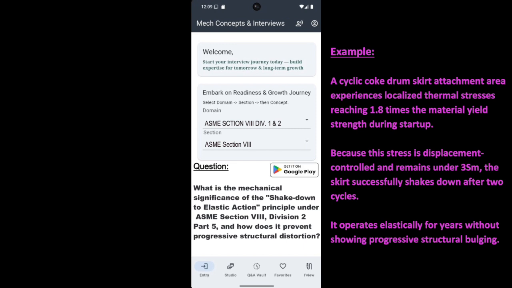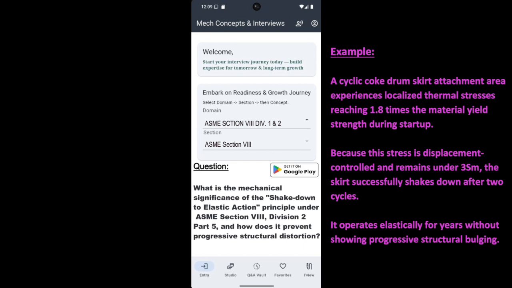Right. If you evaluated this under basic load-controlled rules, you would assume the skirt is failing. However, because this stress is entirely displacement controlled by the vessel's thermal expansion and remains firmly under the 3 Sm boundary, the skirt attachment safely shakes down after the first 2 process cycles. So it takes that permanent set you mentioned. Yes, and following that permanent set, it operates entirely elastically for decades without exhibiting progressive structural bulging.